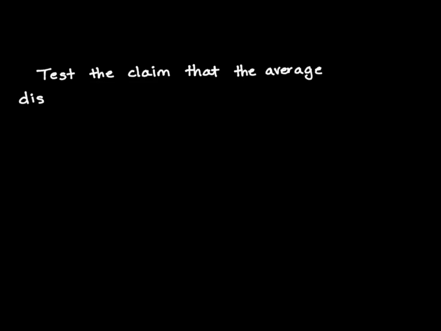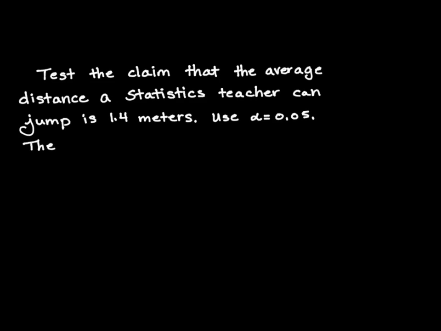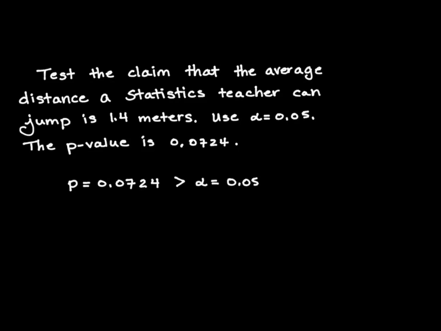Now let's try another scenario. Again, testing a claim about the average distance a statistics teacher can jump. And here we have the p-value is 0.0724, and we're using alpha equals 0.05. So since in this case the p-value is greater than alpha, I will fail to reject the null hypothesis. So that's how test statistics and p-values work. And you can see the little tutorials on Canvas for how to use the particular different types of tests that are in the calculator.